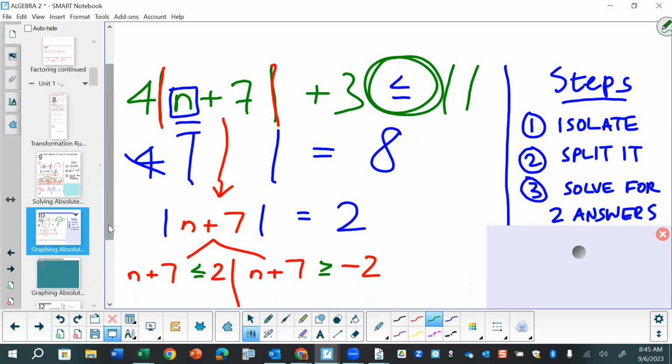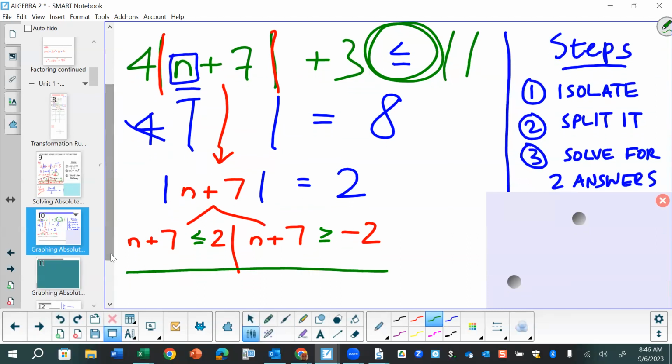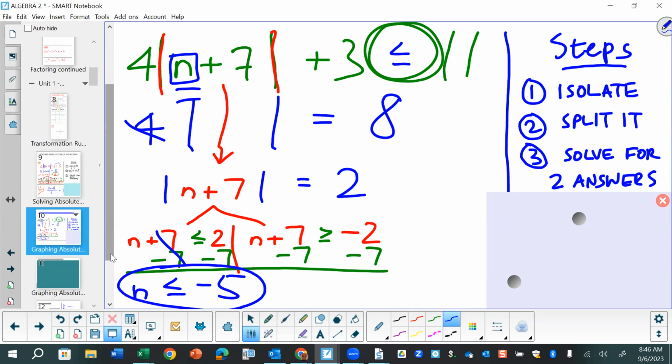And one last step to solve for our two answers. And that step is, of course, subtract 7. So what did we end up with for our final answers, plural? N is less than or equal to negative 5. And N is greater than negative 9.